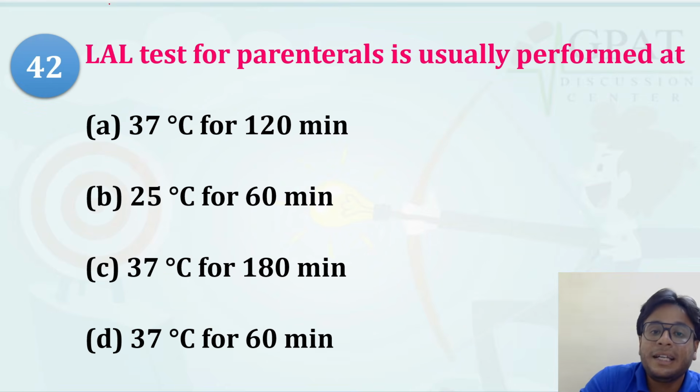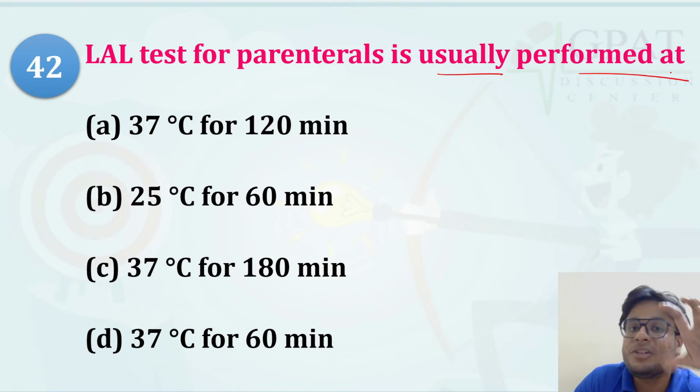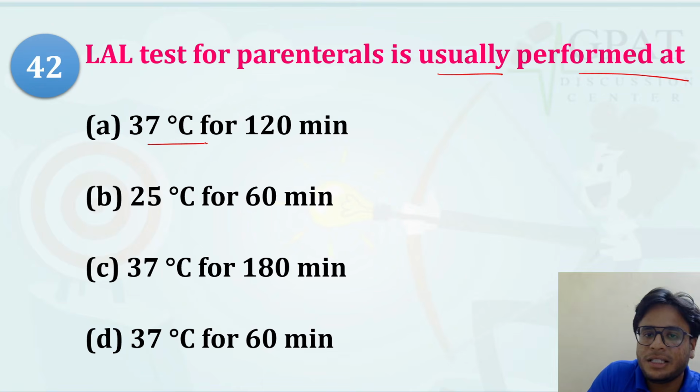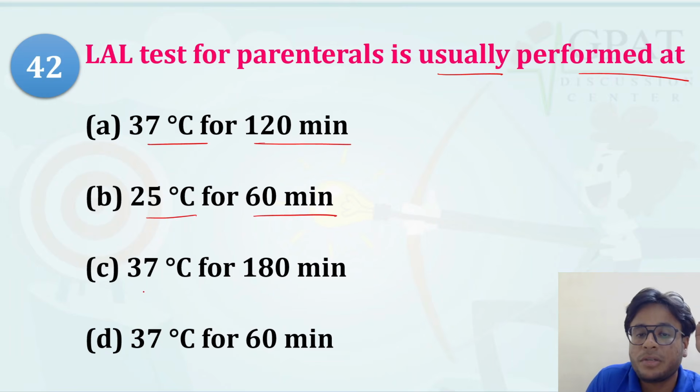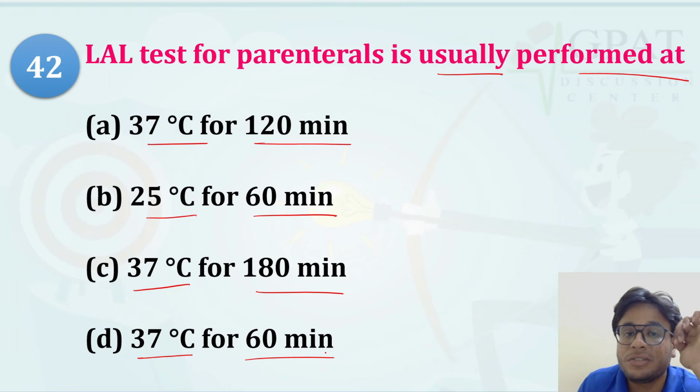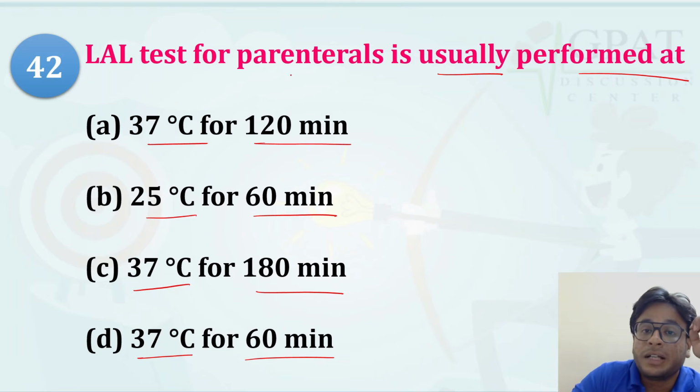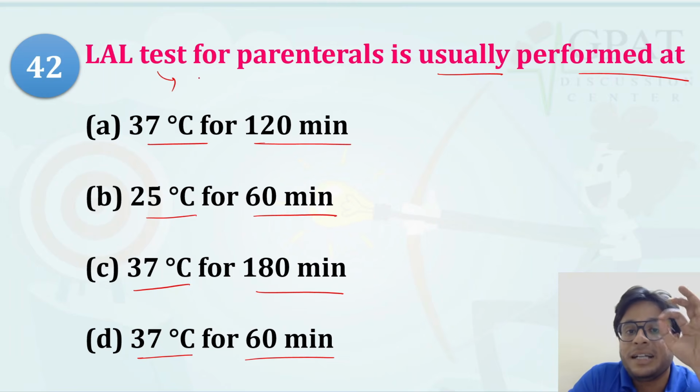The LAL test. The LAL test, done for parenterals, is usually performed at which condition? Option A is 37 degrees Celsius for 120 minutes. Option B is 25 degrees Celsius for 60 minutes. Option C is 37 degrees Celsius for 180 minutes. And option D is 37 degrees Celsius for 60 minutes.